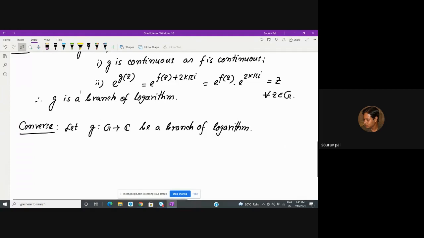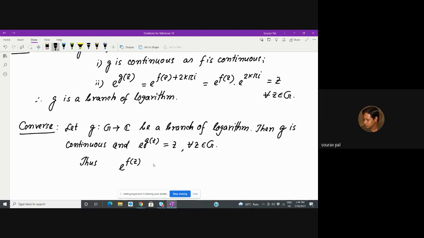So let g be a branch of logarithm. Then we have both the conditions. Then g is continuous, and e to the g(z) is equal to z for all z in G. So we already have e to the f(z) equal to z, right? Because f is given to be a branch of logarithm in G.